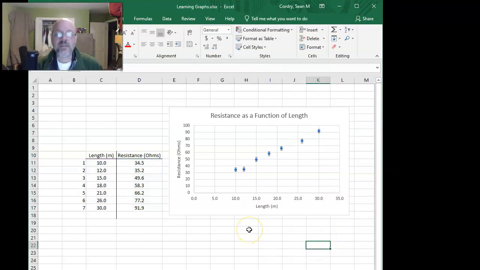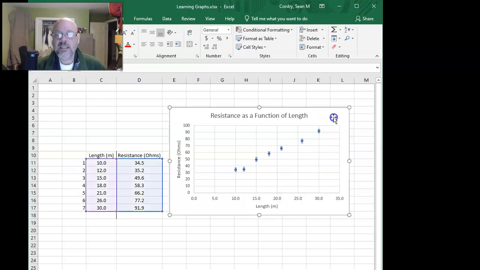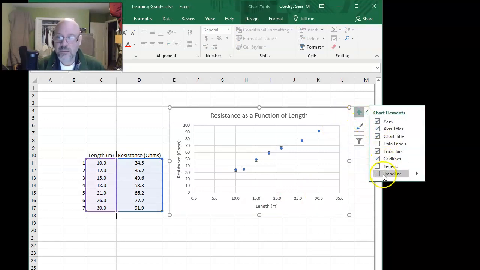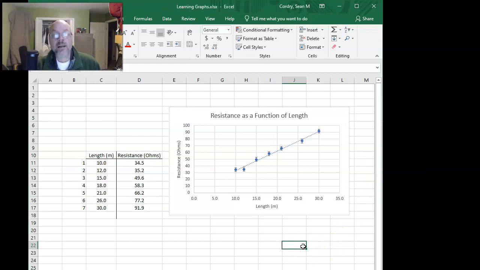What I want to do now is put a trend line on. We've got our error bars. Let's add a trend line. To add the trend line, we're going to hit the plus sign here, come down, and hit trend line. There it is. Now, it automatically puts on a trend line that's linear.